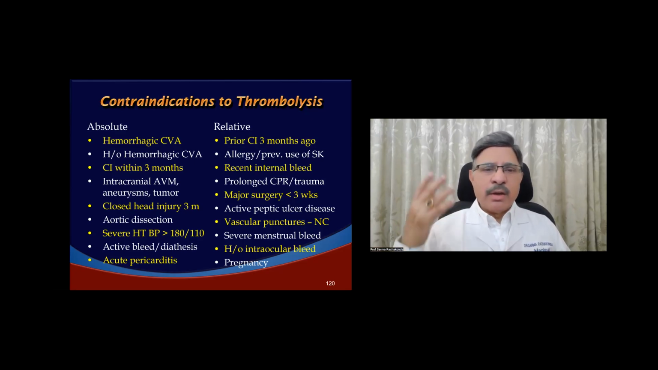Hemorrhagic CVA, already had a hemorrhagic stroke or cerebral hemorrhage, or ischemic CVA within 3 months, intracranial aneurysms, arteriovenous malformations, intracranial tumors, closed head injury within 3 months, aortic dissection, severe hypertension, BP more than 180/110, active bleed and bleeding diathesis, and acute pericarditis. You should avoid thrombolysis because the risk of bleeding.